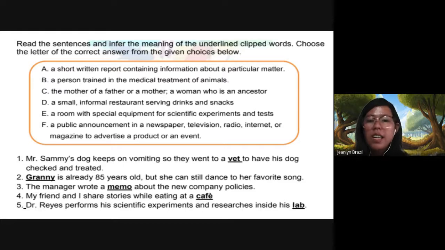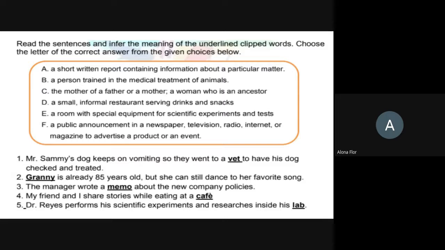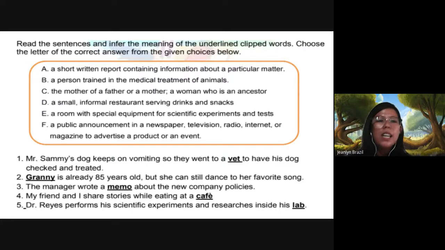What about letter E? Yes, Ken. A room with special equipment for scientific experiments and tests. Okay, ito naman daw isang maliit na room with special equipment to be used for special experiments and tests. What about the last option?